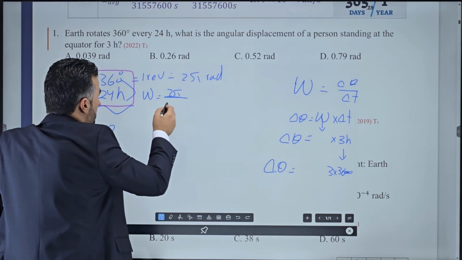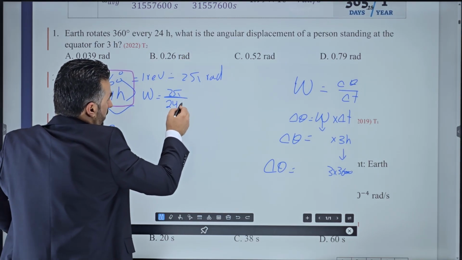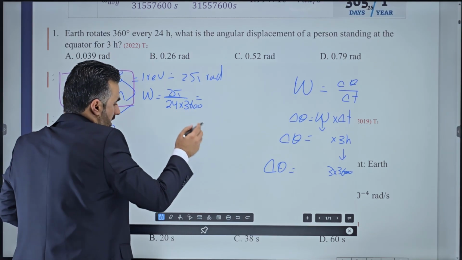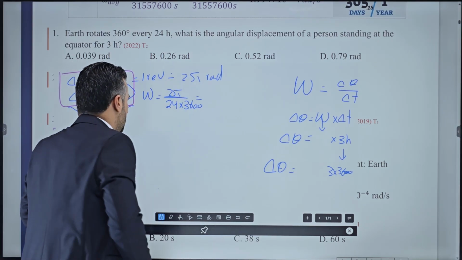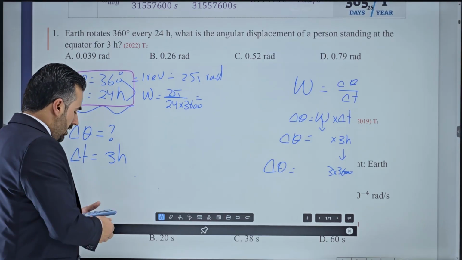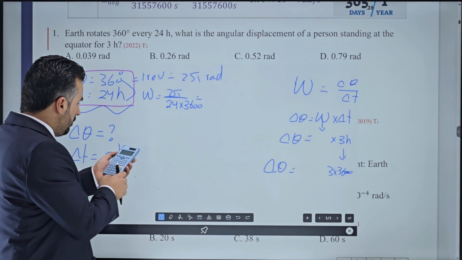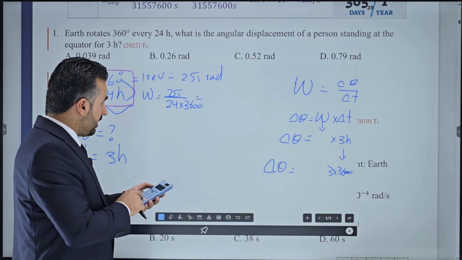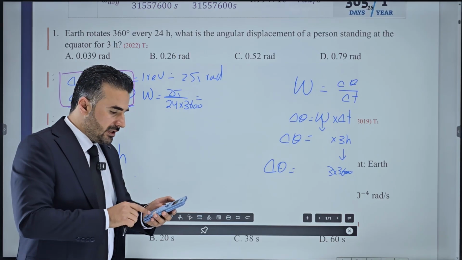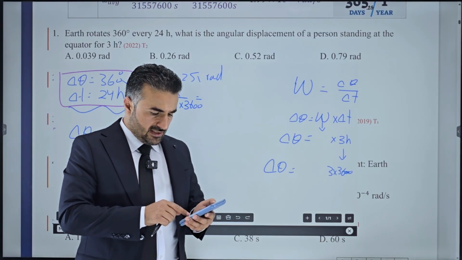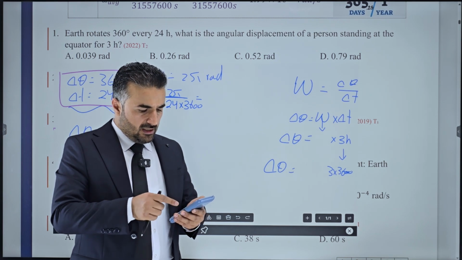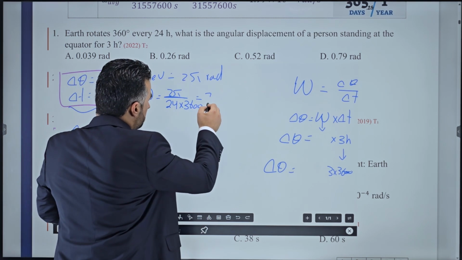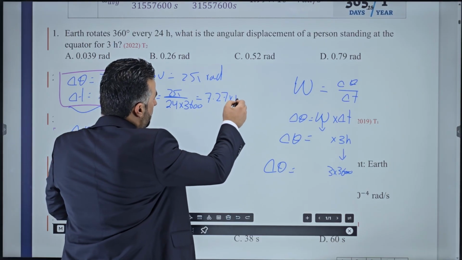Okay, divide by the time. How long does it take? 24 hours. But every hour is 3,600 seconds. So once you do the math, what is the answer that you get? Let me get the calculator back in here. Okay, so that is 2 pi, and I'm doing this so that you can do exactly what I'm doing here, divided by 24, and every hour is 3,600 seconds. So the answer is going to be 7.27 times 10 to the power negative 5.